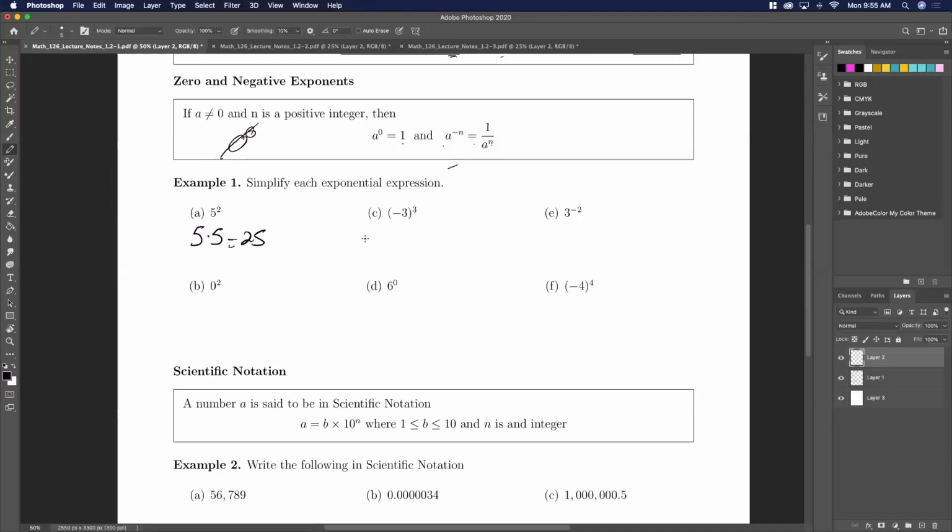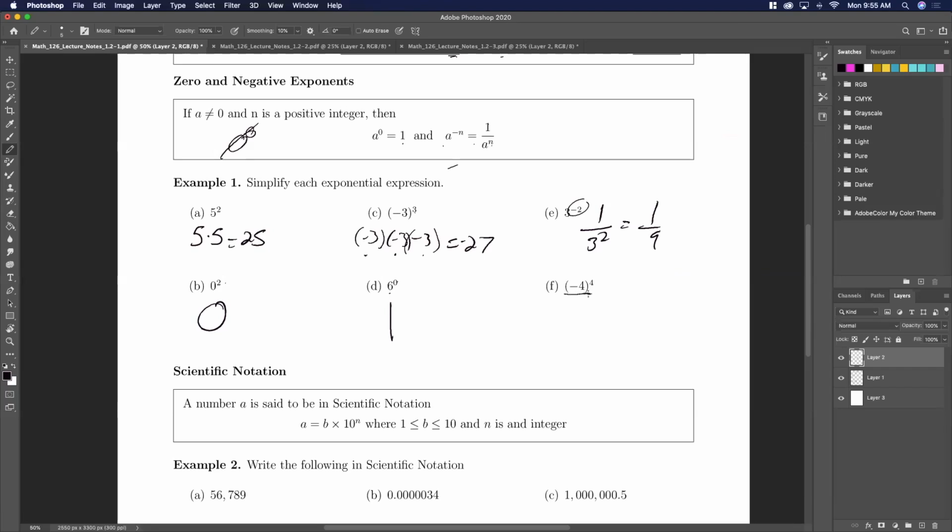Here, negative 3 cubed means I have minus 3 times minus 3, which is positive 9, times minus 3, which equals negative 27. Here, if I have a negative number up top, I'm going to write 1 over 3 squared, which is the same as 1 over 9. 0 raised to any power is 0. Any number raised to the 0 power is 1.